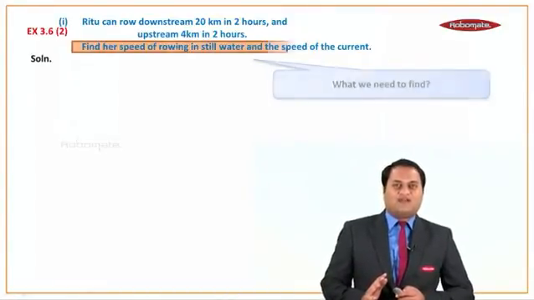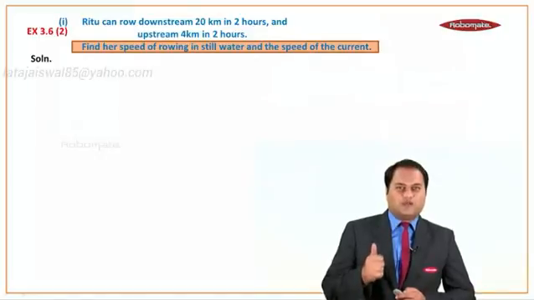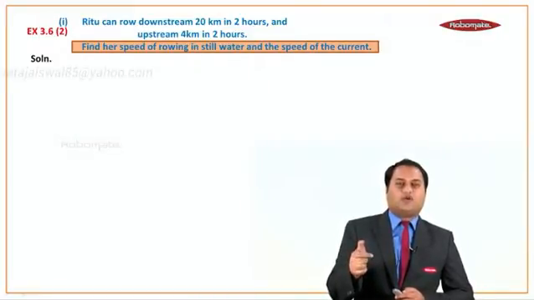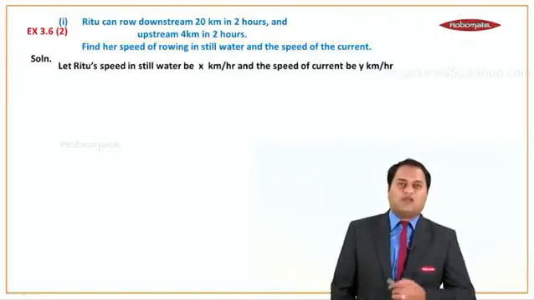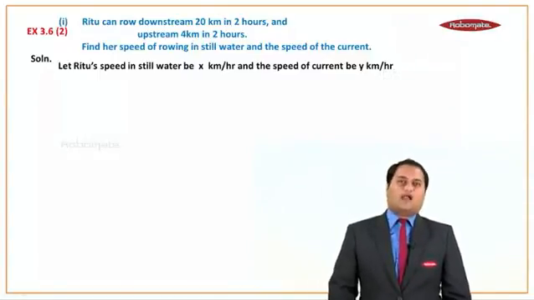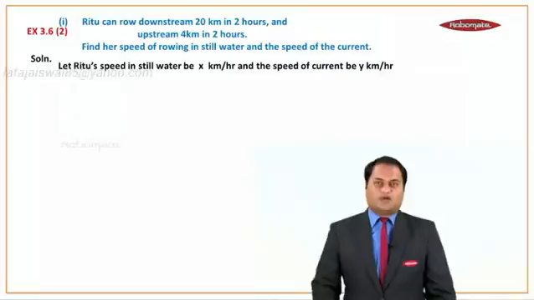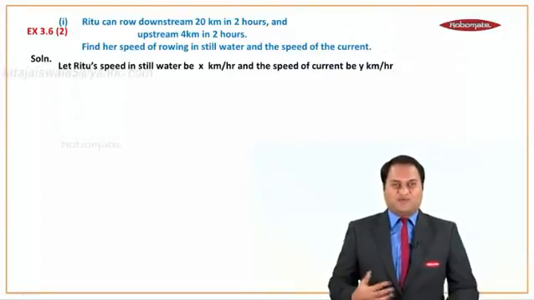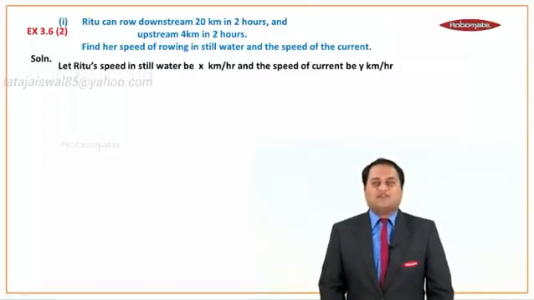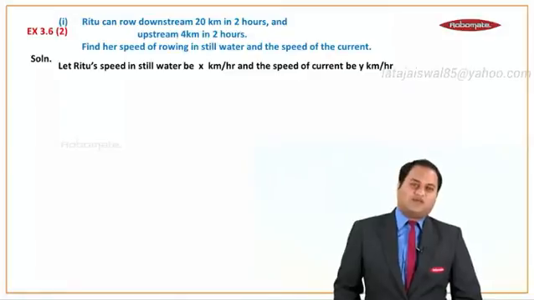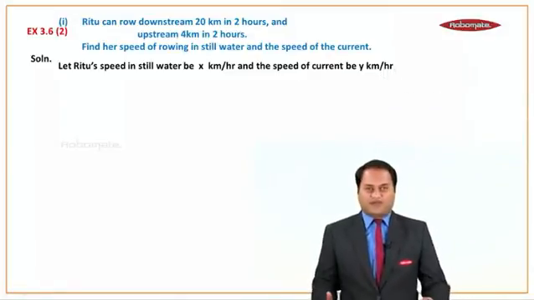What is supposed to be found? The speed of rowing in still water and the speed of the current. Two unknowns, so assume one as x, the other as y. So let Ritu's speed in still water be x kilometers per hour and the speed of the current be y kilometers per hour. When we say Ritu's speed, it is the rowing speed, the boat speed, right? So let Ritu's rowing speed in still water be x kilometers per hour and the speed of the current be y kilometers per hour. Okay?